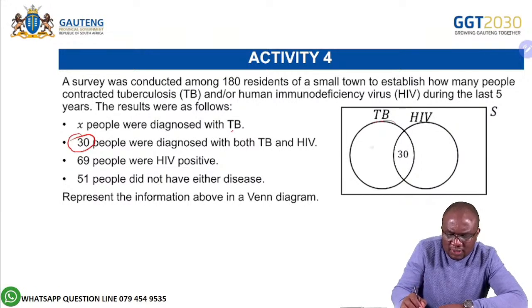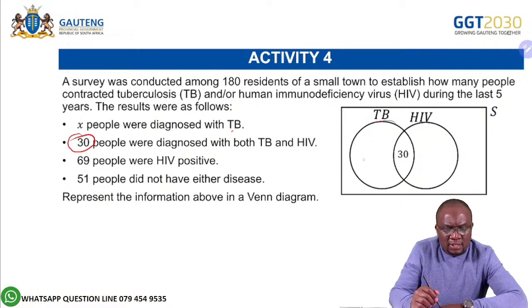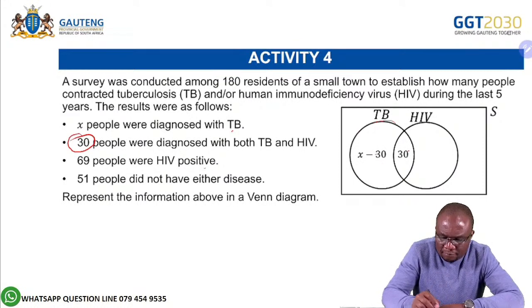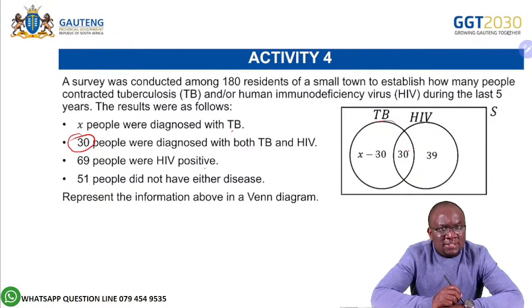And then how do we get TB only? We will say X minus 30. You see that? X minus 30 because X is the whole circle for TB. So this is X minus 30, right? And then 69 people were HIV positive. And then how do we get HIV only? You say 69 minus 30, which is what? Which is 39. Do you see that?